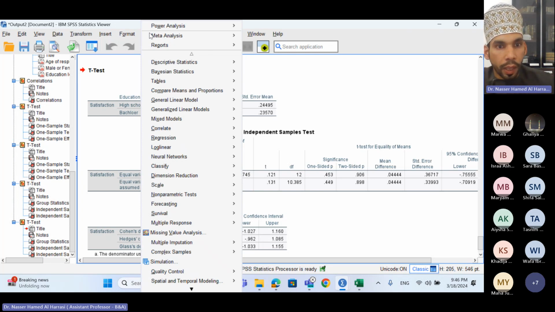Don't go with the ANOVA. Do your best to avoid it. In case you would like to use the ANOVA, please consult your supervisors.